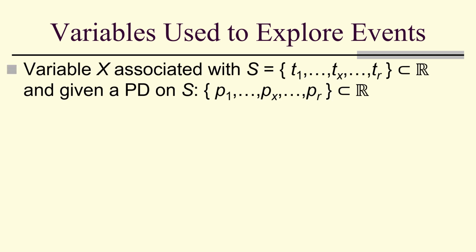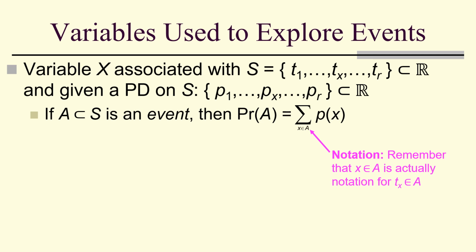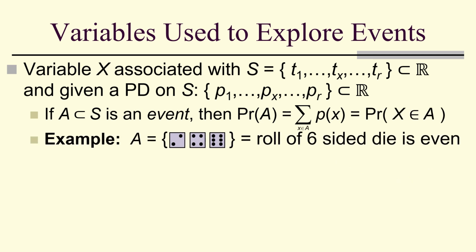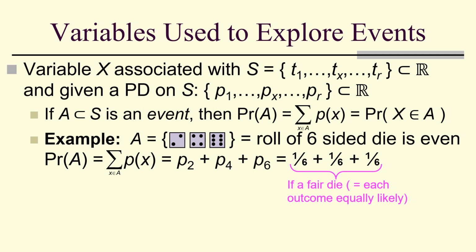So we can use variables to explore events. If variable x is associated with a sample space S, there's a probability distribution on S. And if A is a subset of S, then the probability of A is the sum over the x in A of the probabilities of x. Remember, this is notation. That x in A actually means T sub x is in A. For example, if A is the outcome of a roll of a six-sided die being even, then the probability of A is the sum of those probabilities, which is P2 plus P4 plus P6, which is 1/6 plus 1/6 plus 1/6, which is 1/2.